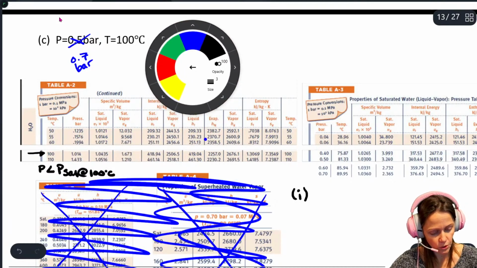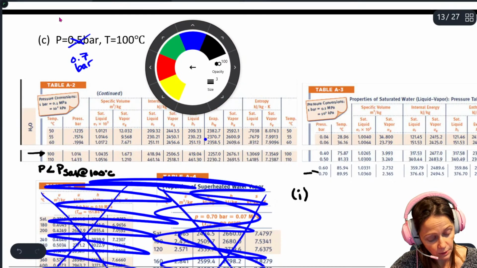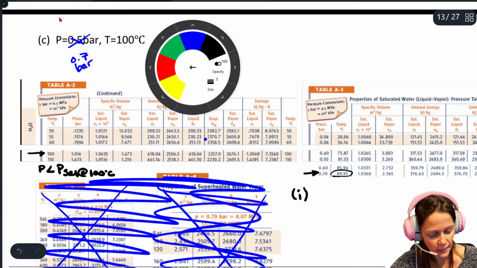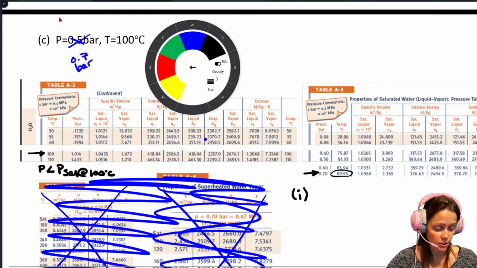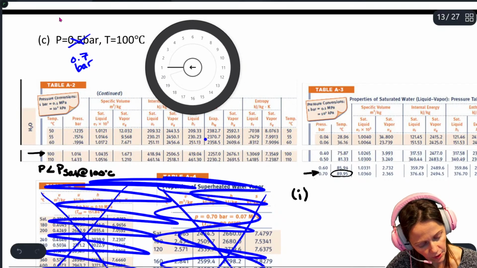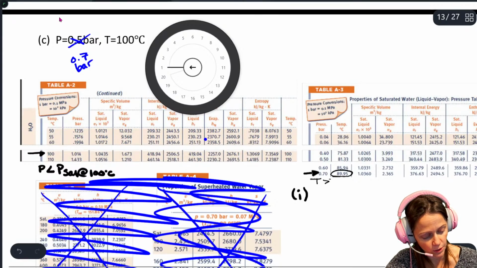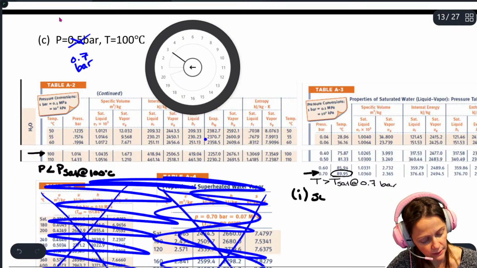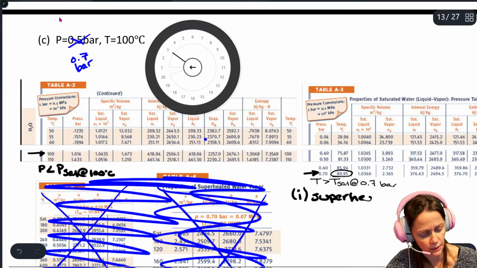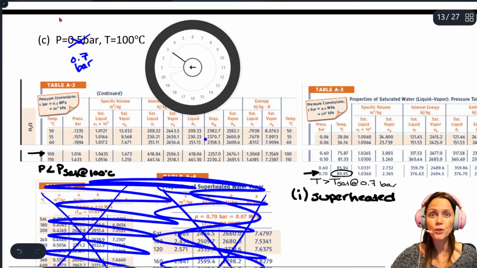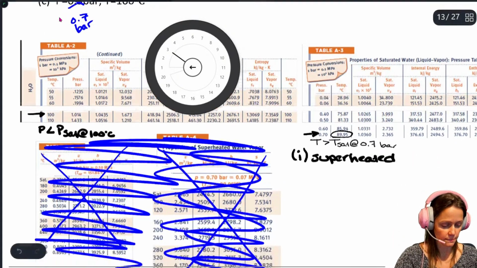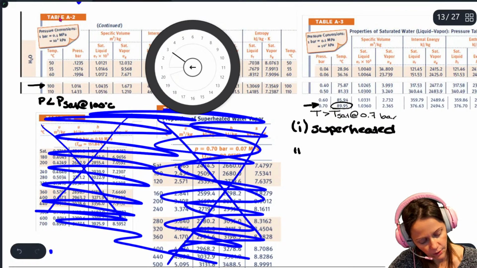But we could also look in table A3, right? So at 0.7 bar, if it's going to be saturated, our temperature would have to be 89.95 degrees Celsius. If it's not, then it's not saturated. So in this case, our temperature is 100 degrees, and so our temperature is greater than Tsat at 0.7 bar. And so both of those things are going to tell us that it's superheated. We only need one of those to tell us that it's superheated, but I just want to show you that you can prove it to yourself two different ways using table A2 and A3.